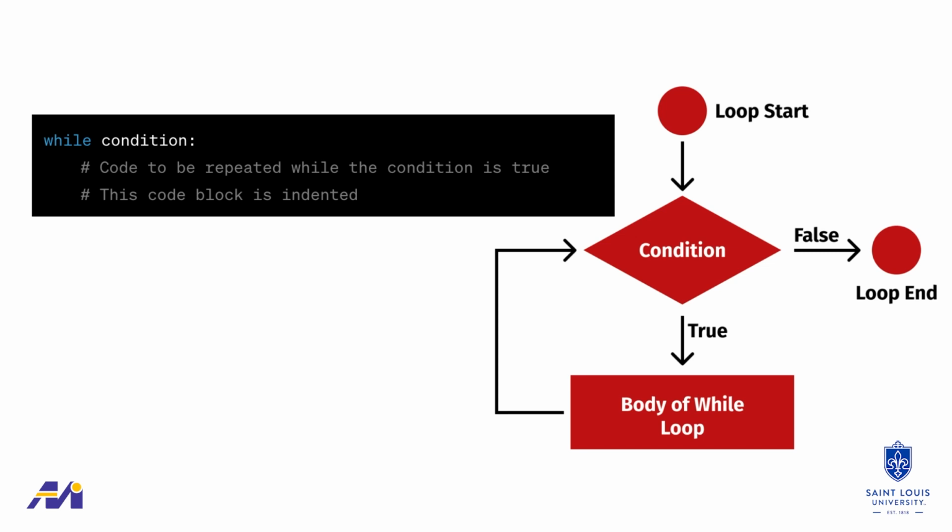It's important to be cautious while working with while loops to avoid infinite loops. An infinite loop occurs when the condition always remains true, causing the loop to execute indefinitely. To avoid this, ensure that the condition eventually becomes false. While loops are very flexible and can be used in various situations. They are particularly useful when the number of iterations is unknown or dependent on a certain condition.